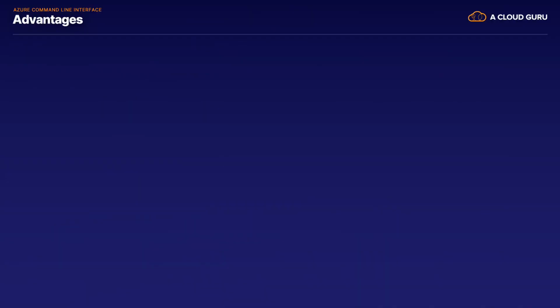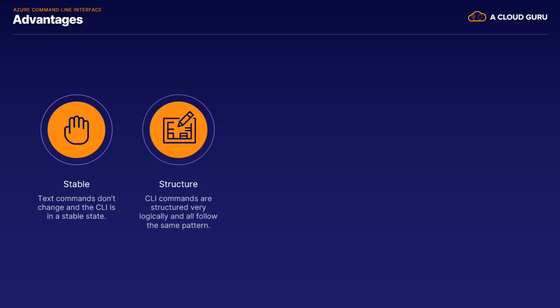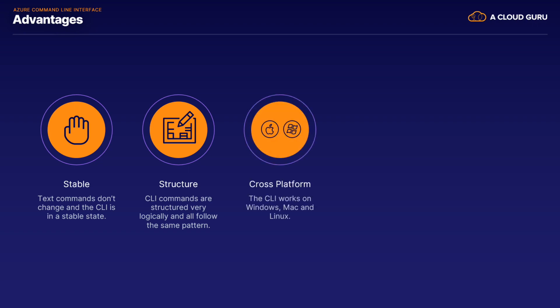The CLI is a tool used a lot by Azure professionals for a few reasons. It doesn't change. The text commands stay the same and can be reliably reused. The commands are structured very logically, so once you know the structure, you can pretty much use all of the commands sort of by guessing. It is cross-platform, so it works on Windows, Mac, and Linux.